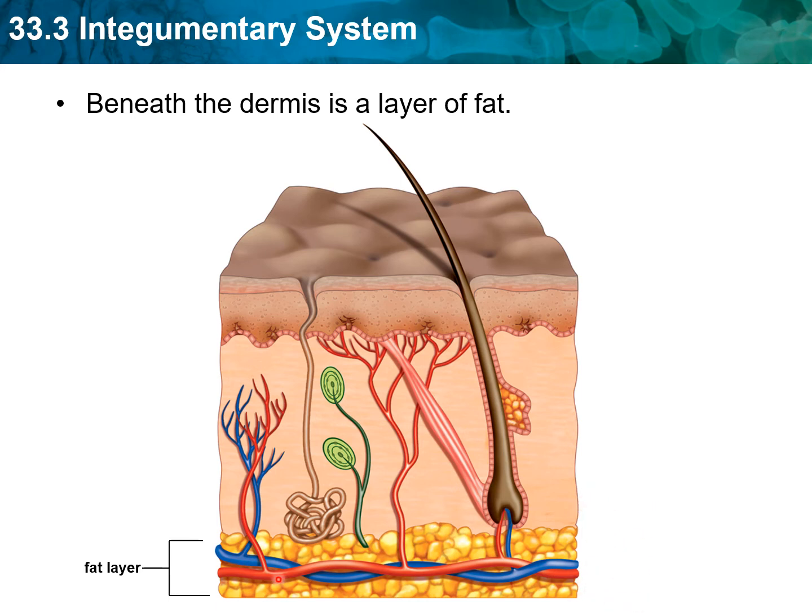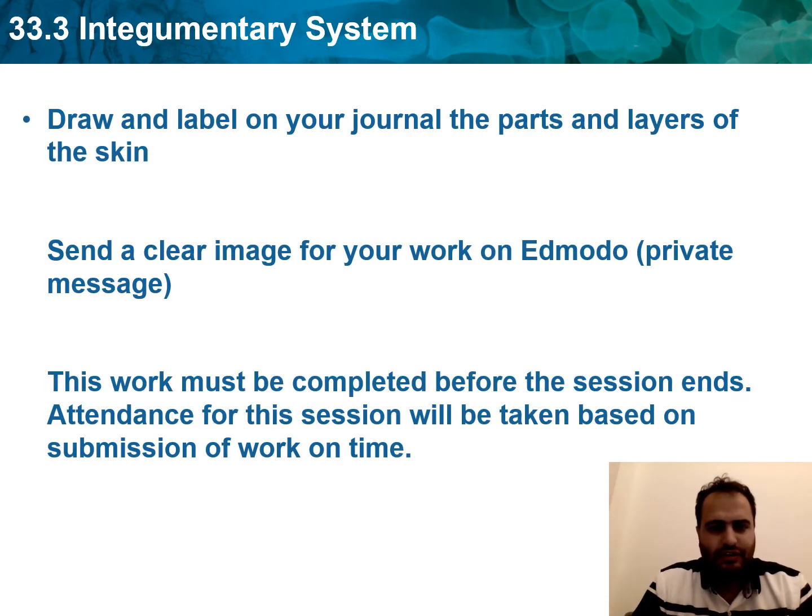The main function of fats in your body, as you know, is storage of energy, yet here there is more than that. This layer is responsible for insulating your body. It means keeping your body warm, making sure that your body temperature is 37. So that's it. We covered in this session the main parts and the main functions of the integumentary system.